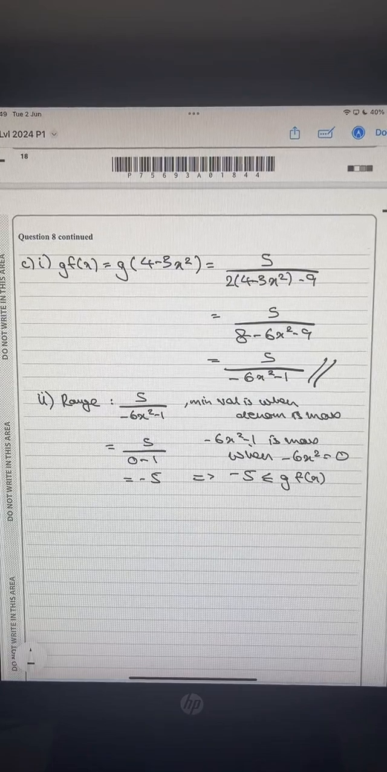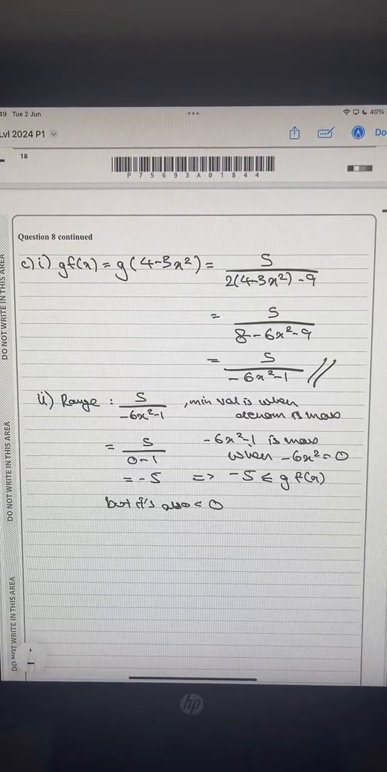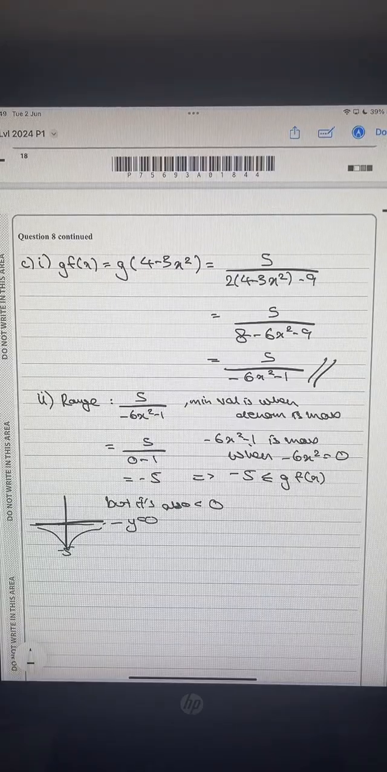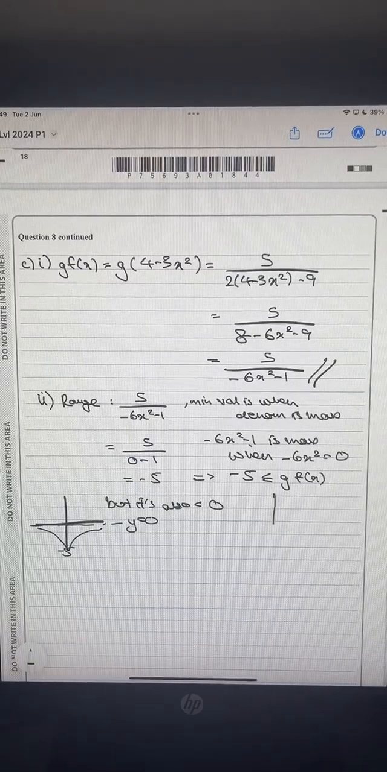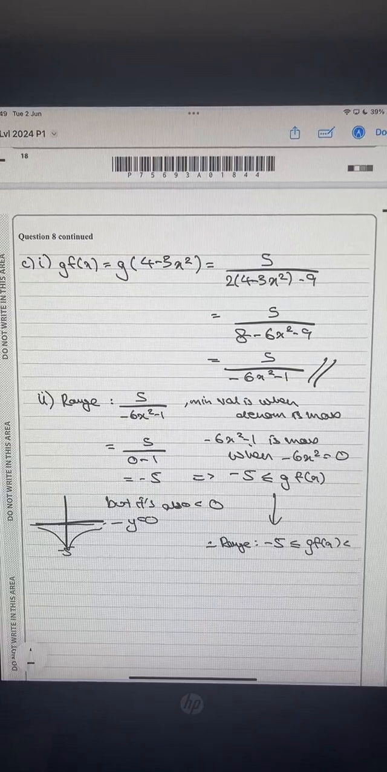But it's also less than 0 because it's like a reciprocal function with an x squared on the bottom. That was my reasoning there, and it's negative 5 there. And as you can see, you've got your horizontal asymptote at y equals 0. So you know it is strictly less than 0. It's never going to touch 0 because of how asymptotes work. So therefore the range is negative 5 is less than or equal to g f of x, which is less than 0. And that's how I worked it out.